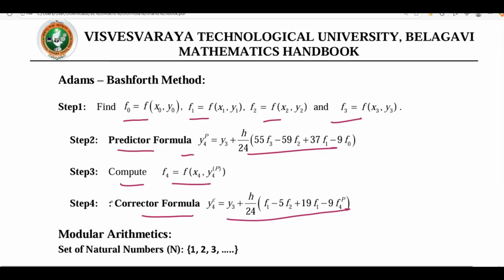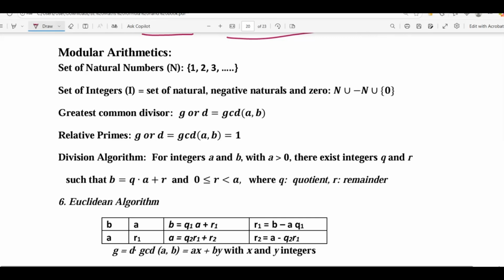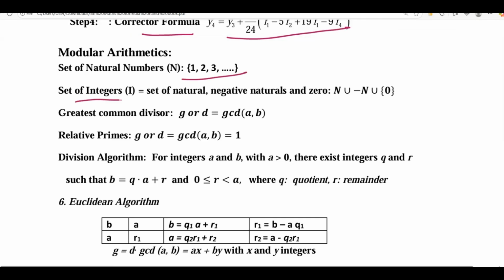Then you have the next topic, modular arithmetic. In modular arithmetic, you have the set of natural numbers, that is 1, 2, 3, and the set of integers, that is all natural numbers, negative and positive, along with 0. Then you have the greatest common divisor, g or d equals gcd of a comma b.